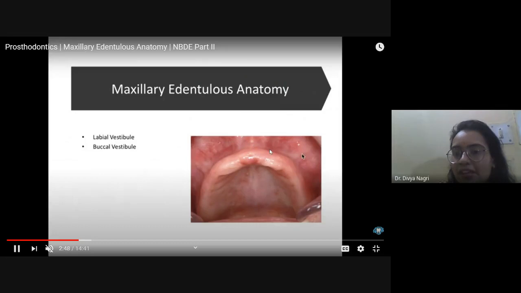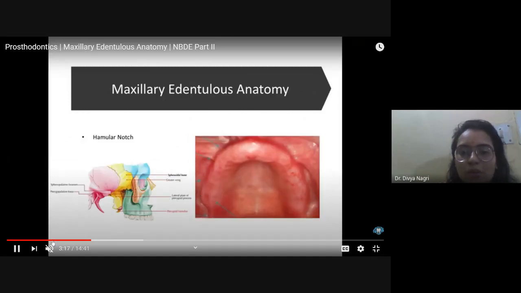This whole area, which is extending from one buccal frenum till the other buccal frenum, is your labial vestibule. This complete part is your labial vestibule. This is your alveolar ridge. This part is your labial vestibule. And this part going from the buccal frenum till the posterior side is your buccal vestibule. This part is your buccal vestibule.